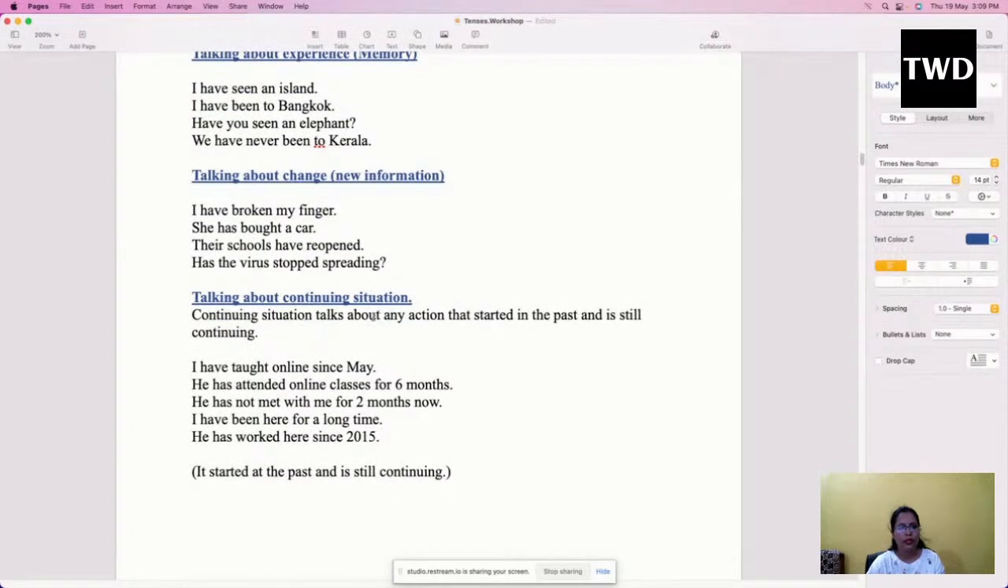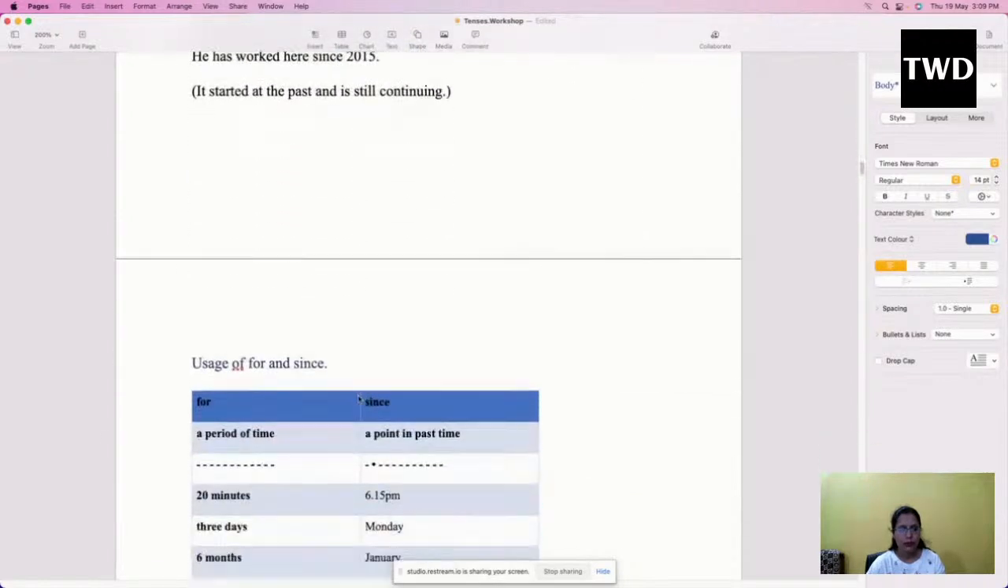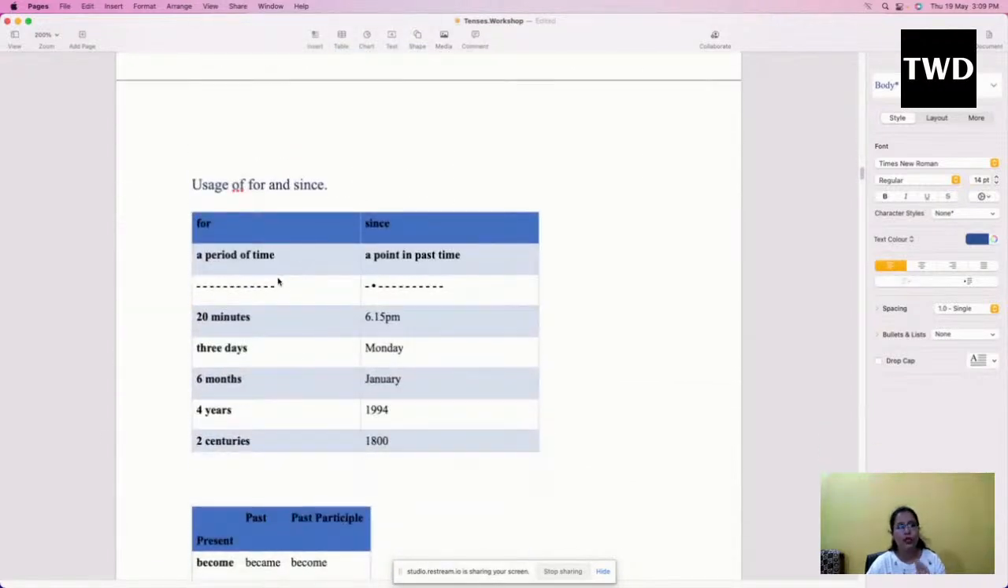about some continuous situation. Now the moment we use since and for, we do get confused, like where to use since, where to use for, isn't it? So if you are showing the duration of time, you are not showing any specific time, in that case you are going to use for. That is, if you are using 20 minutes or 3 days or 6 months or 4 years or 2 centuries, this is the duration period of time which you are showing. You are not showing the exact time, and that is when we will use for.